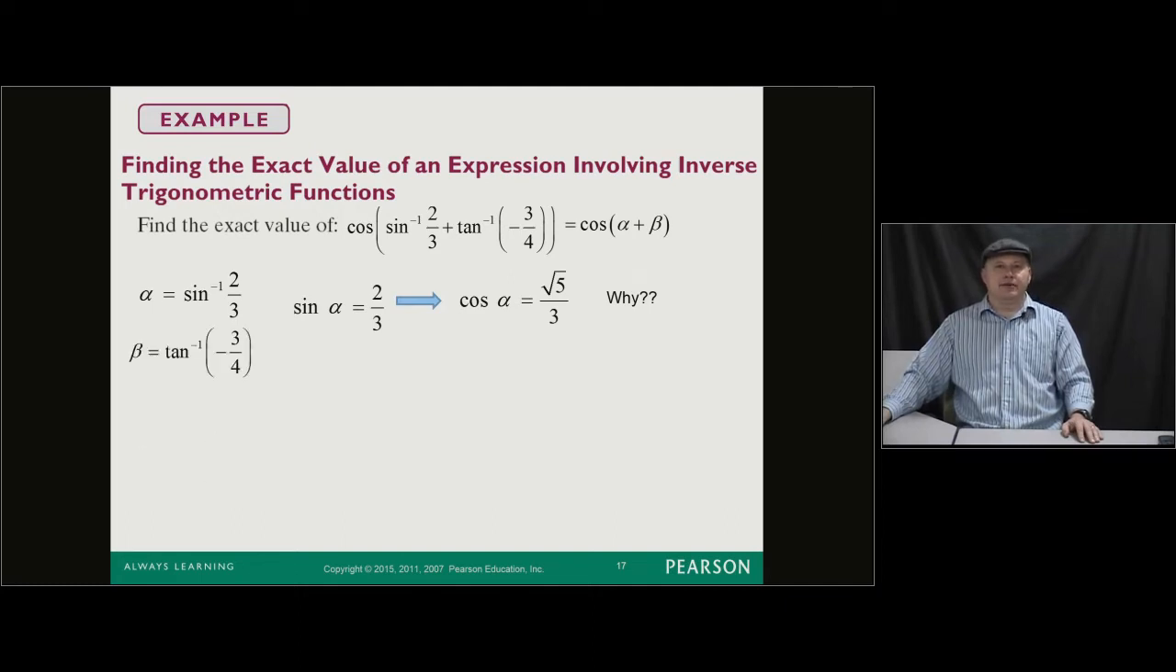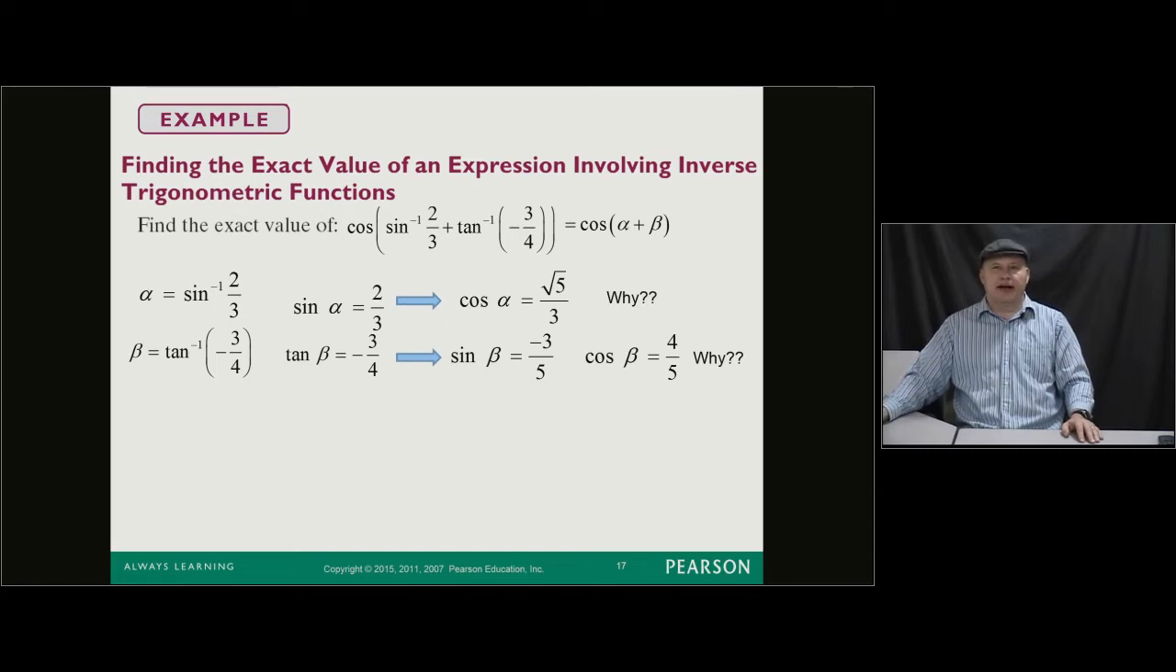Now the beta. So the beta is the tangent inverse of -3/4, which means the tangent of beta is -3/4. So I need to know what the sine of beta is, and what the cosine of beta is. And you're like, well, why do you need to know that? Because I'm trying to evaluate cosine of alpha plus beta, and if you remember the summation formula for cosine, you need all of those. So that means the sine of beta is -3/5, and the cosine of beta is 4/5.